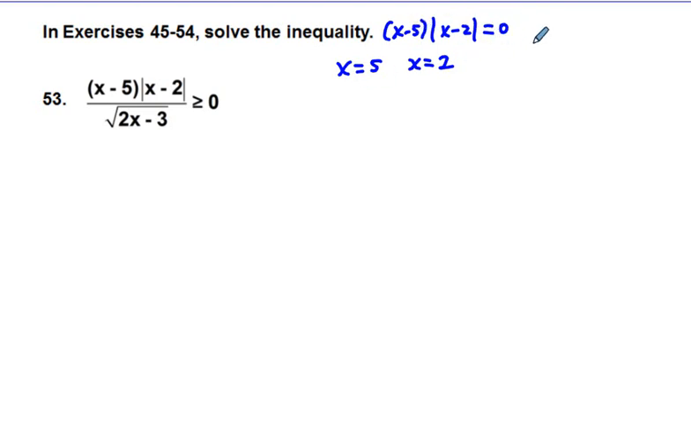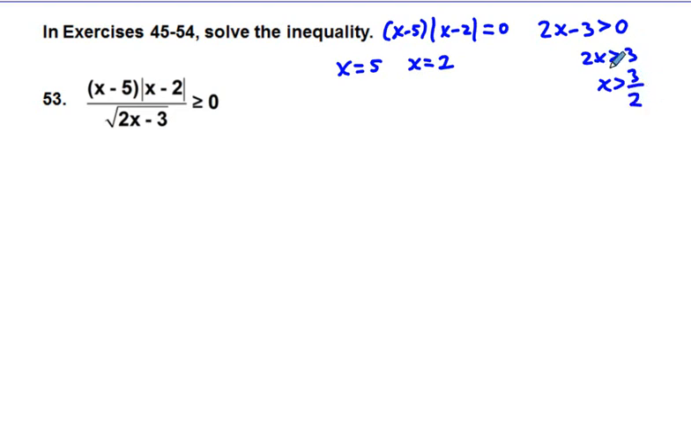Anyway, next, first of all, we have a general restriction here because we have a radical, we have 2x minus 3. Now in the numerator we would say 2x minus 3 is greater than or equal to 0, but in the denominator we cannot even have it be 0, so we have to set this greater than. So we're going to have 2x is greater than 3, so x is greater than 3 halves.